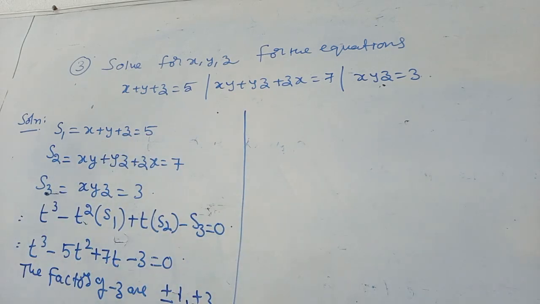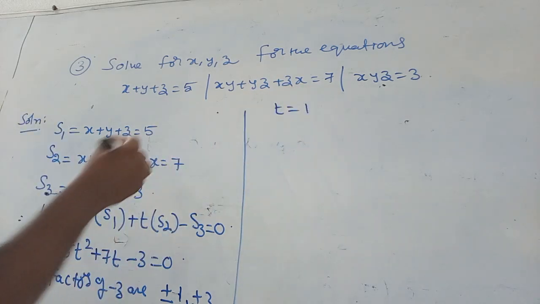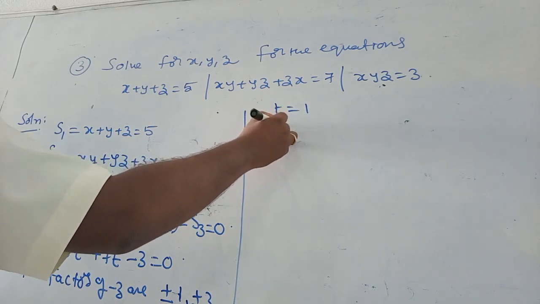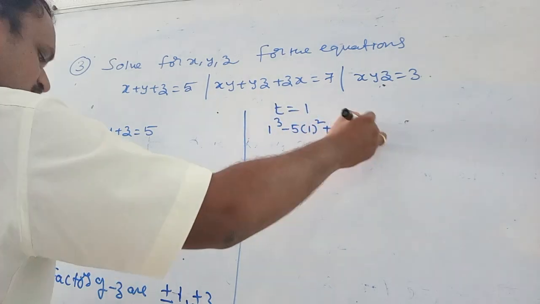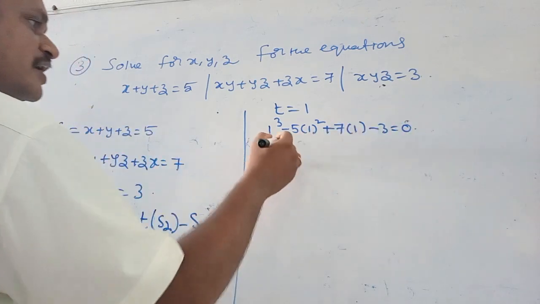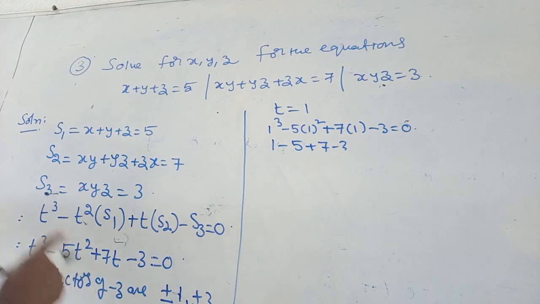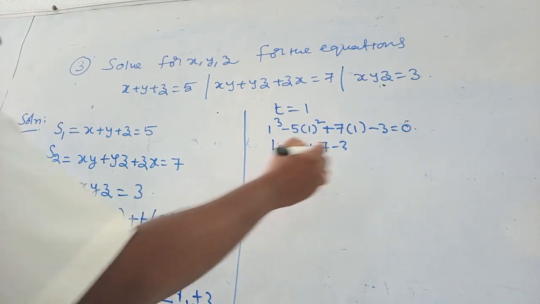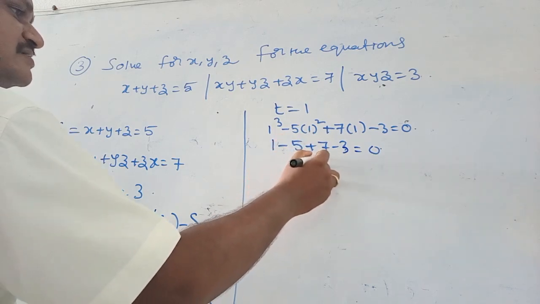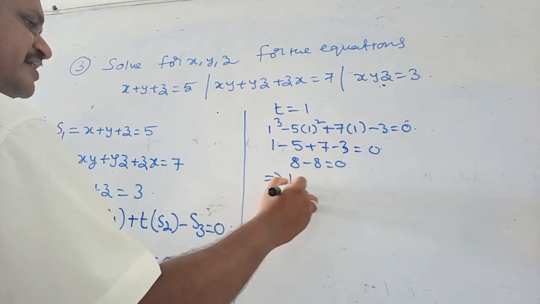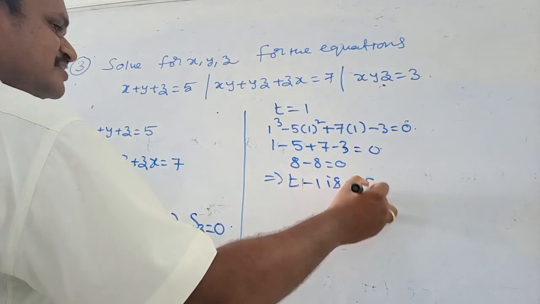Now let us take t equal to 1. If you take t is equal to 1, then we get 1 cube minus 5 into 1 square plus 7 into 1 minus 3 is equal to 0. Now this becomes 1 minus 5 plus 7 minus 3 is equal to 0, which is 8 minus 8 equal to 0. That implies t equal to 1, and t minus 1 is a factor.